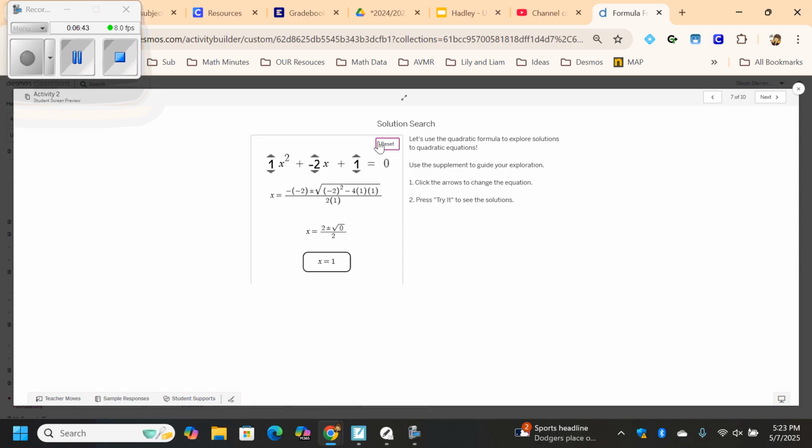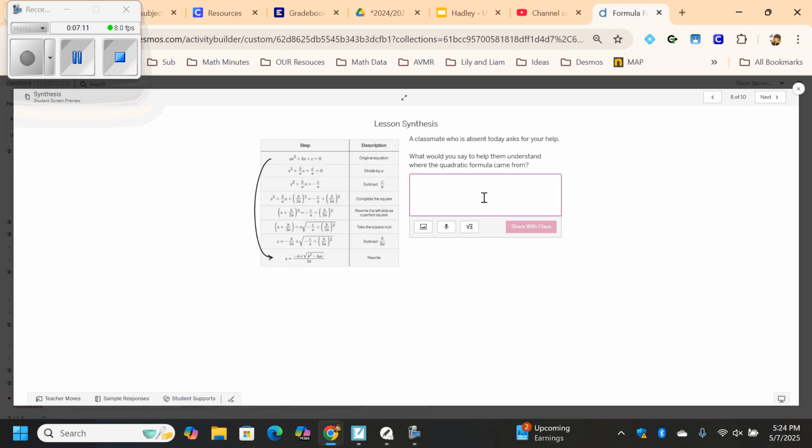Okay, but then if I change this to a 4, there are no solutions. Okay, if I change this to a +2, there are no solutions again. So I had to come up with ways where there were two solutions that were integers, one solution, which is when it's a perfect square, and then when there's no solution.